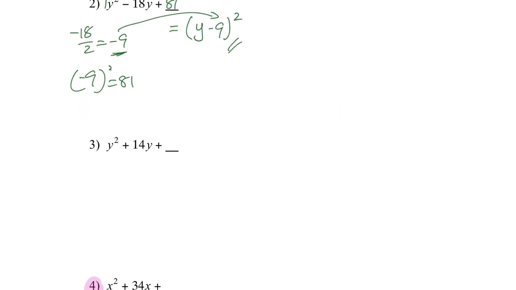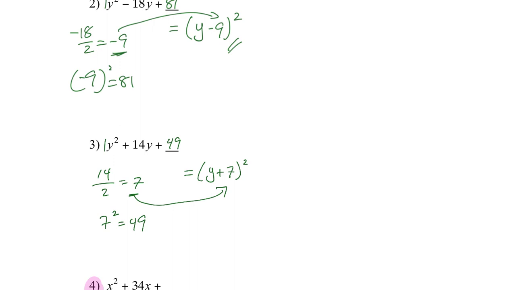Let's see number 2. Again, the leading coefficient is 1. So I can take the 14 divided by 2. That's 7. And then I can square the 7, and that's 49. So that means that I'm adding the 49 here. And I'm going to rewrite it as y plus 7 squared. So you can see, again, this is the number that is going inside of there.